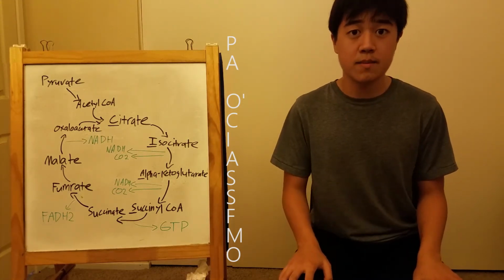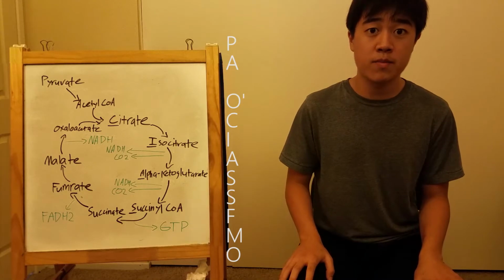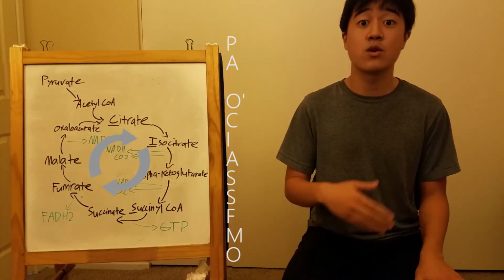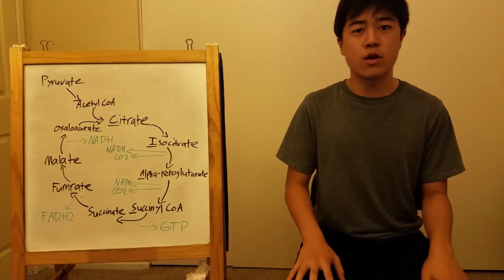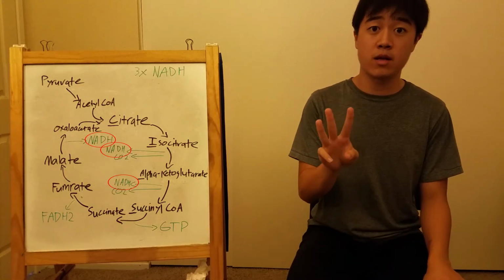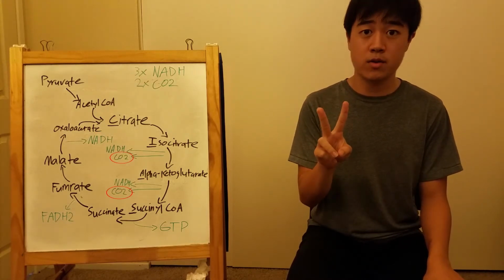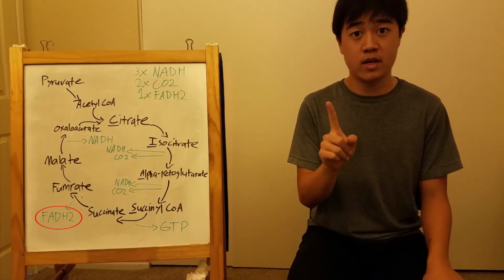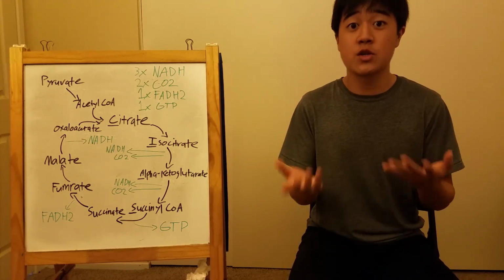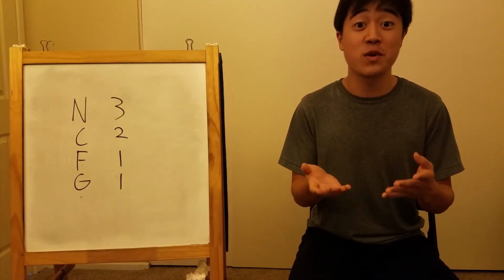This oxaloacetate meets again with another acetyl-CoA molecule, making citrate, completing the cycle and making it start all over again, hence the Krebs cycle. Now let's look at what we've got. What are the products that have come out of this cycle? Well, we can see that there are 3 molecules of NADH, 2 molecules of CO2, 1 molecule of FADH2, and 1 molecule of GTP. Or if you want to use the shortened version, NFGA 3211.